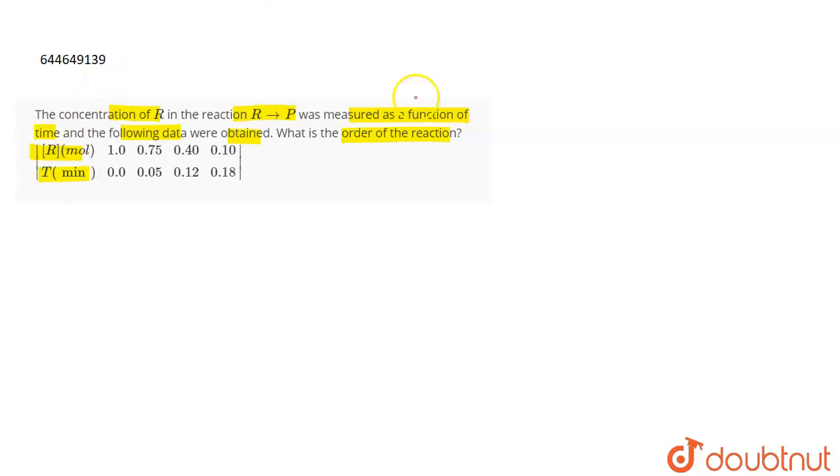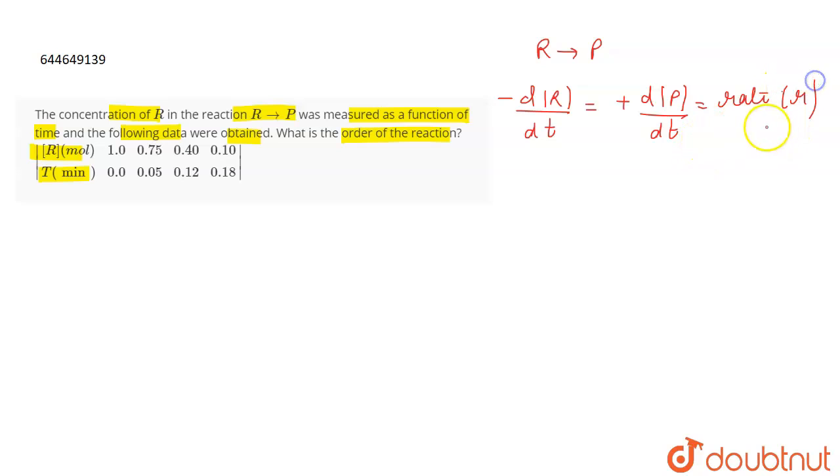Now, if we talk about this reaction R to P, how do you express the rate of the reaction? That is the rate of disappearance of the reactant, which is minus dR by dt, equal to the rate of appearance of product, which is plus dP by dt. This gives you the rate. You can represent rate by R.